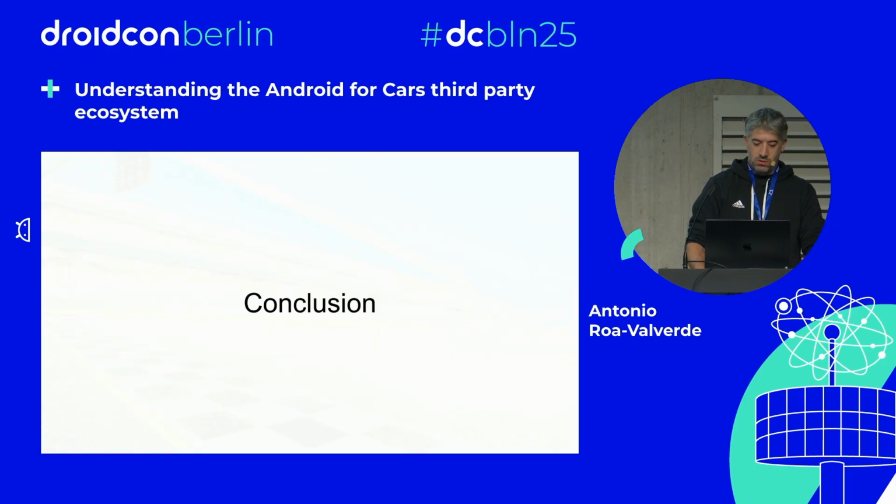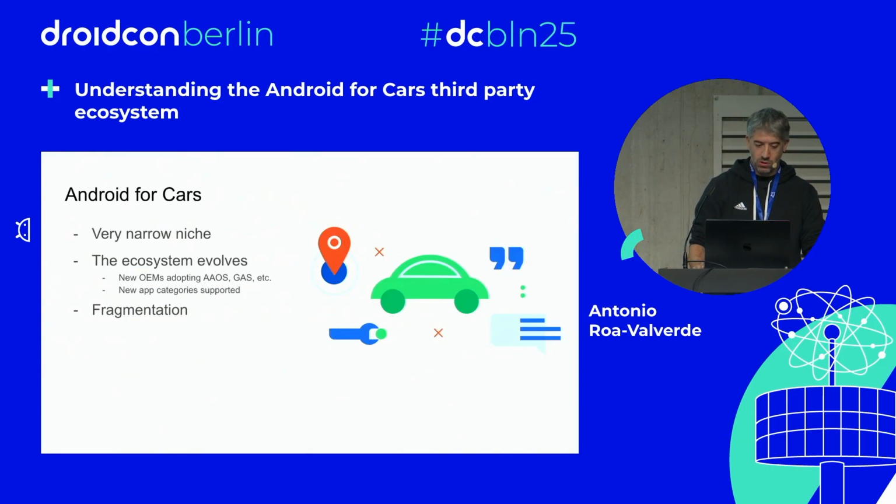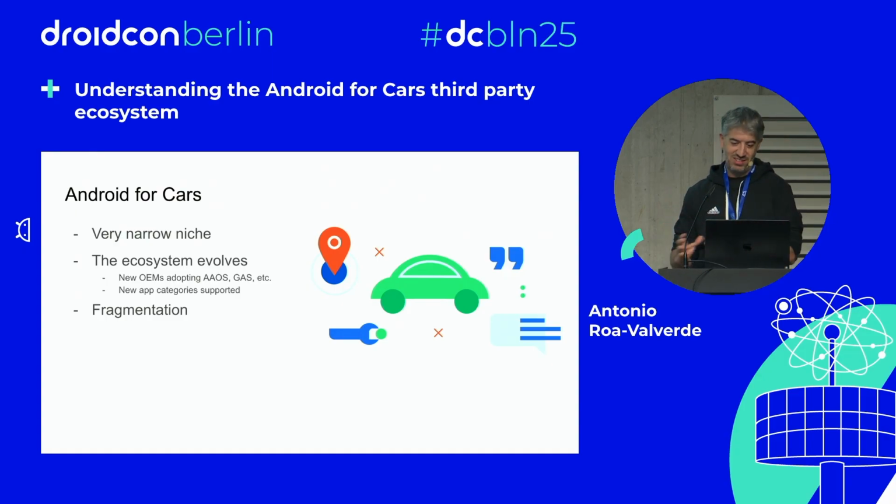So some conclusions about this. Android for cars is a very narrow niche. It's not like mobile at all. There are many edge cases, and the official Google documentation is not the best to determine what we can do or not. And this translates into a lot of issues while going through the review process. And that's if you are lucky and you can decipher the messages that you get from the Google reviewers.